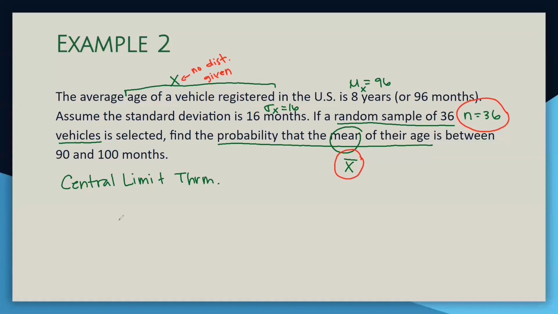And we know for central limit theorem that the sample means follow a normal distribution with the same average as the raw data and a standard deviation that's modified by the square root of the sample size.